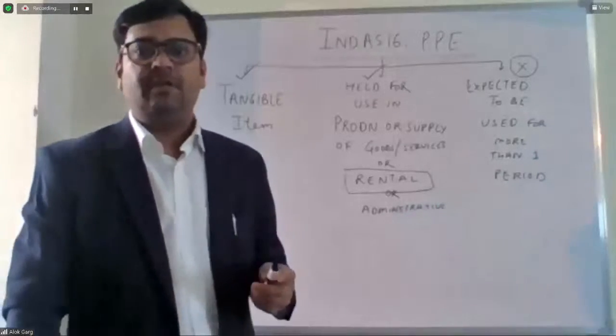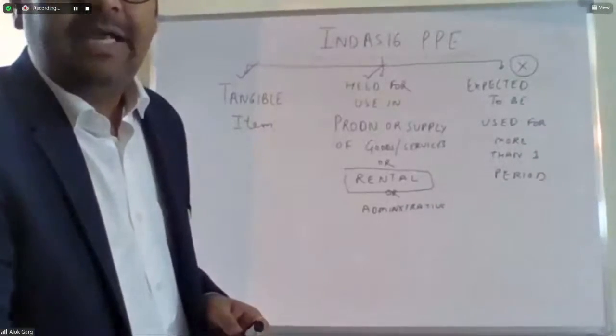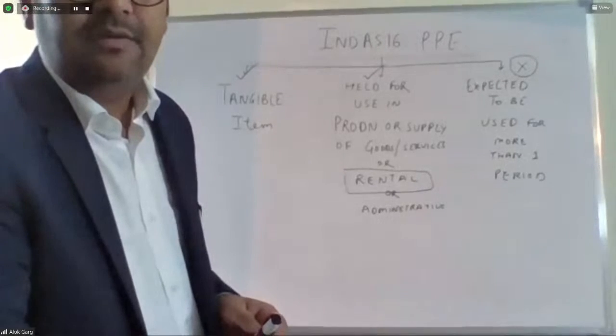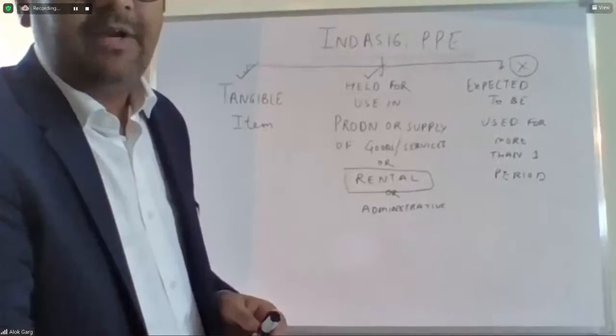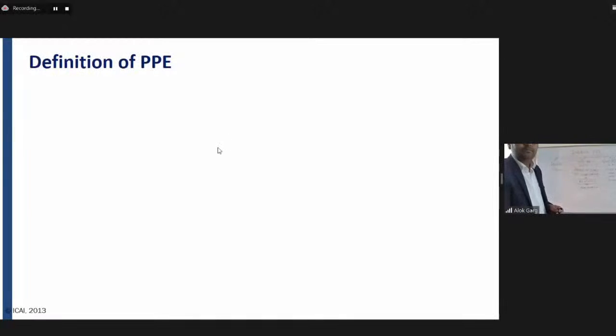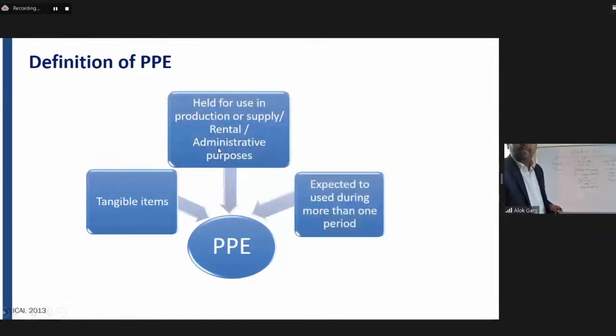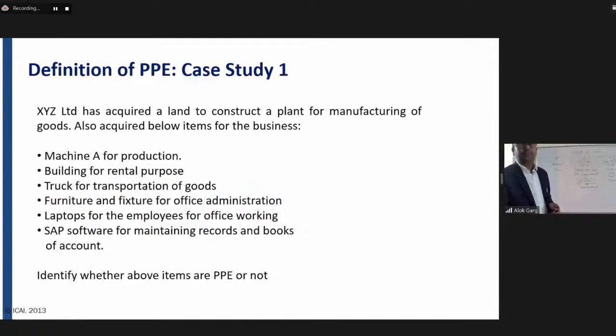Great, great. So now I am putting on my PowerPoint presentation just to deliberate more on this particular standard. We have discussed the definition of PPE. Now, probably this PowerPoint presentation is visible to you guys. There is a definition of PPE and case study 1. XYZ Limited has acquired a land to construct a plant for manufacturing of goods. It also acquired the below items for the business.